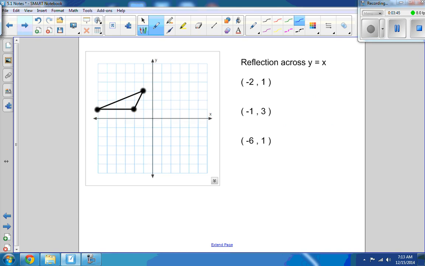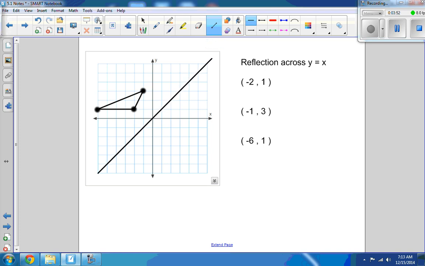Now let's reflect across the line y equals x. So I'm reflecting across this line. I'm going to do the same thing I've been doing. I'm going to look at this in terms of distance. So I'm going to find the distance from the point to the line. And what I'm going to do is go on the x and y. So I went over 2, down 1, so I'm going to do the same basic idea.